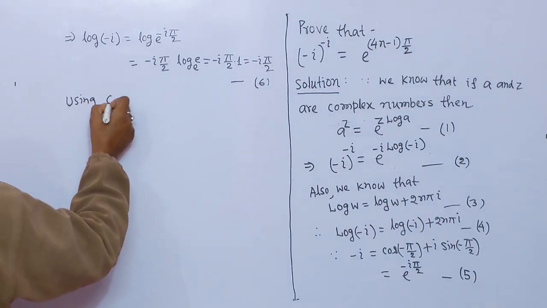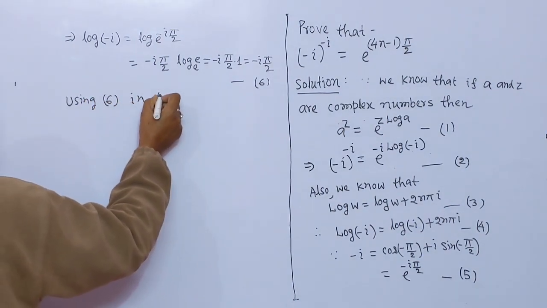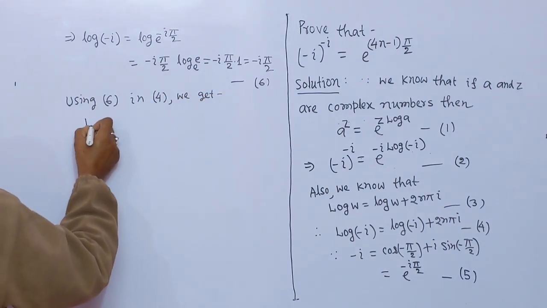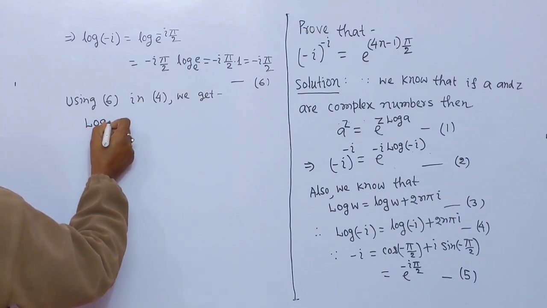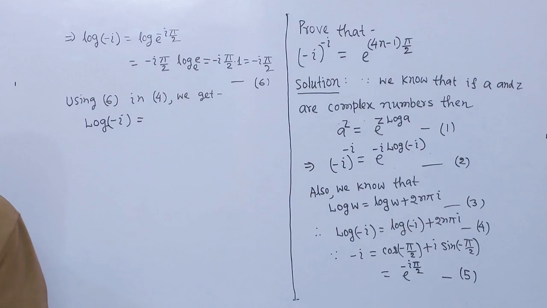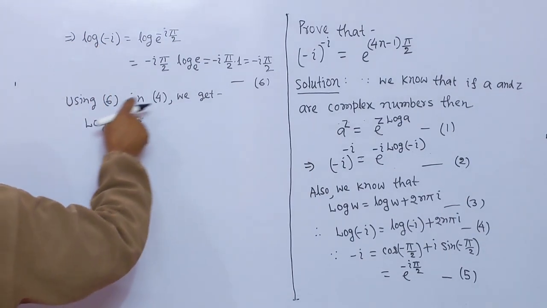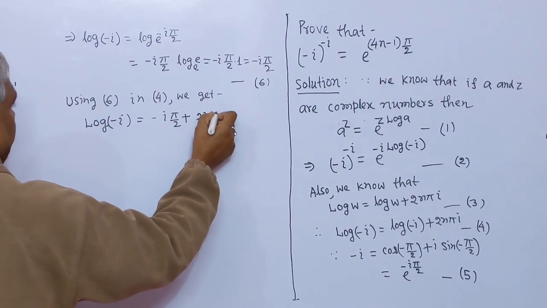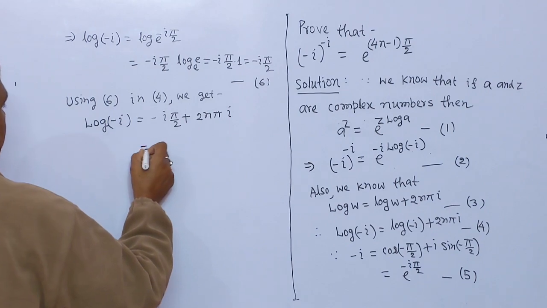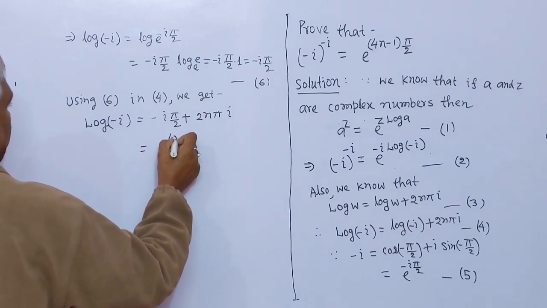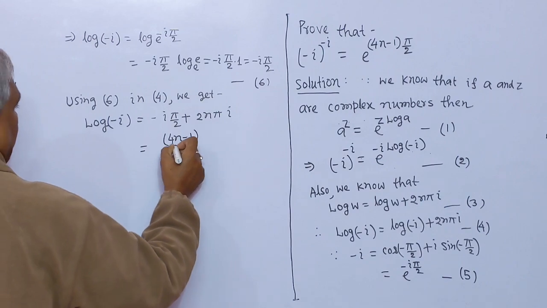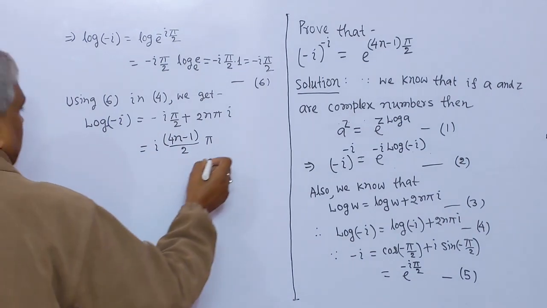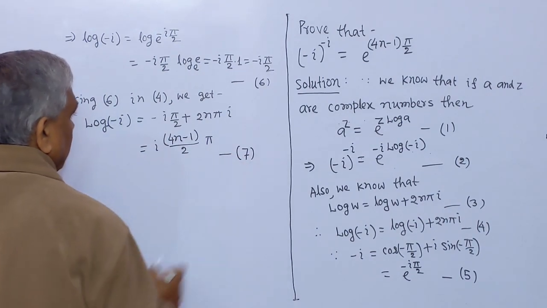Using 6 in 4, we get capital Log(-i) = small log(-i) + 2nπi = -iπ/2 + 2nπi, and this is equal to ((4n-1)/2)πi. This is number 7.